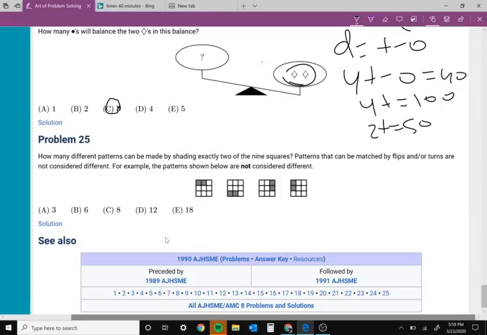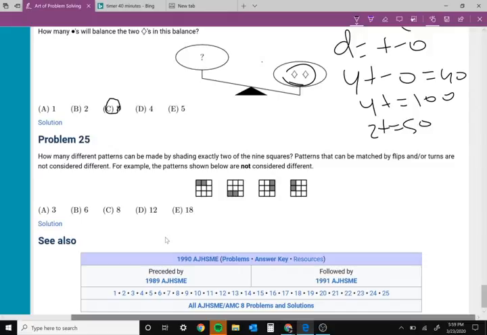Oh no. What? Wait, I'm really confused. Flips and returns. Okay, how many different patterns can be made by shading exactly 2 of these 9 squares? Oh god. Huh? 10 minute. 10 minute. Math.